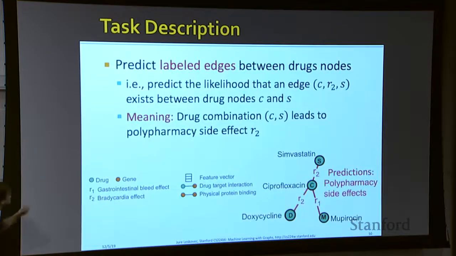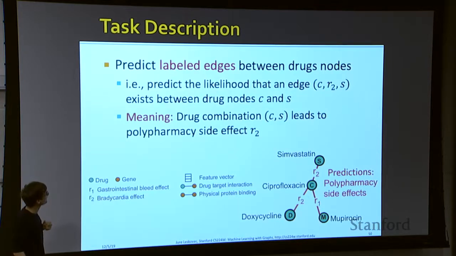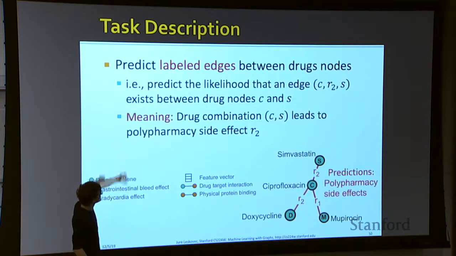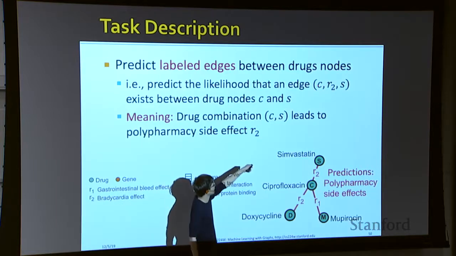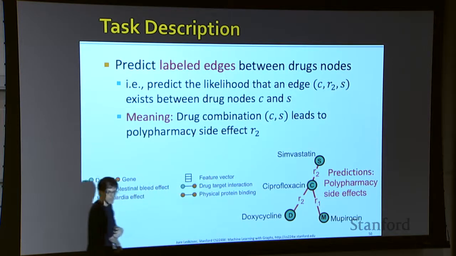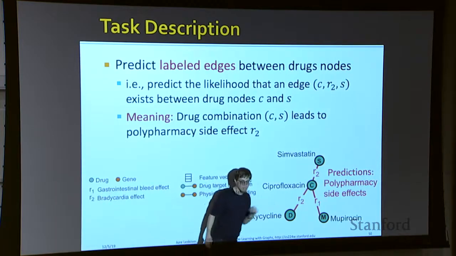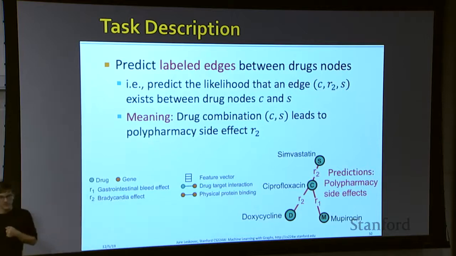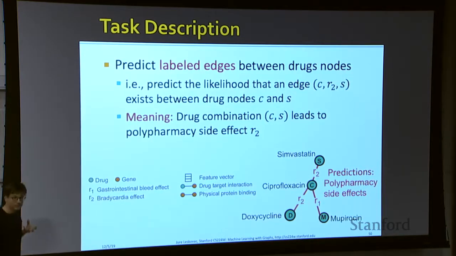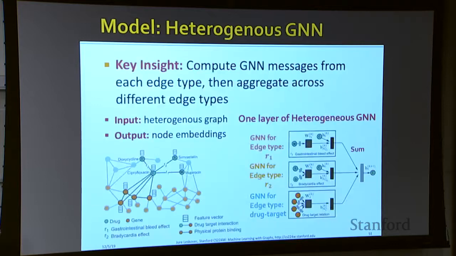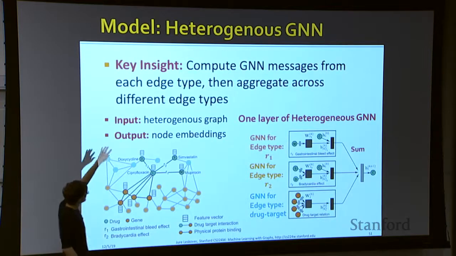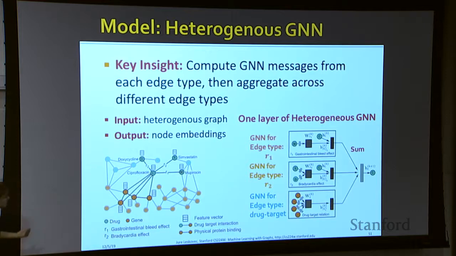The idea is that we want to predict labeled edges between drug nodes. What is the likelihood of this type of edge to occur? What's the probability that an edge between C and S will occur, and this edge is of type 2, because this is side effect type 2? That's essentially what we will be trying to predict. And again, we will be using graph neural networks to do this. So how are we going to do this? We will use graph neural networks to compute messages over different edge types and then learn how to aggregate them.